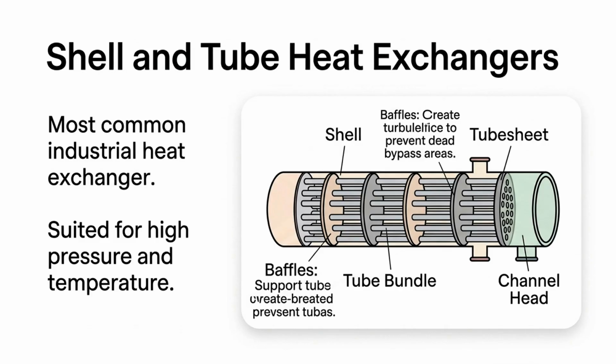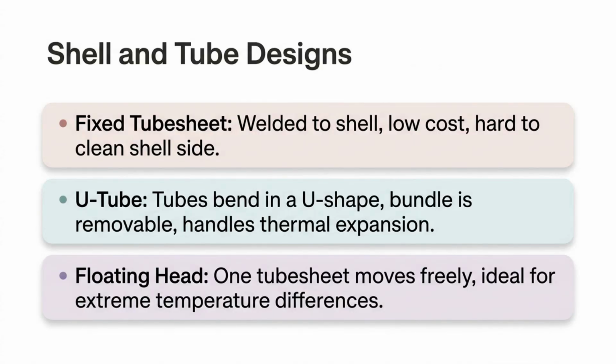There are a few main designs. Fixed tube sheets are welded in place, making them cheap but hard to clean. U-tube designs allow the entire bundle to be removed and handle expansion well. Floating head designs have one end that moves freely, perfect for extreme temperature changes.